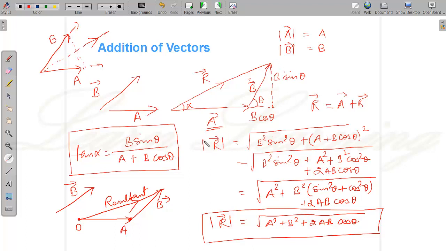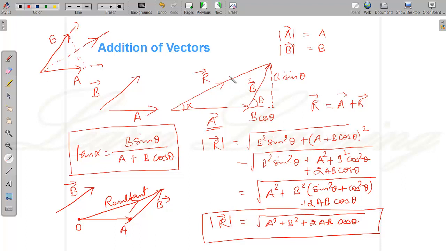So the resultant vector, we denote the magnitude of a vector with this symbol. The magnitude of the resultant vector will be equal to the square root of (b sin theta) whole square plus (a plus b cos theta) whole square. We assume here that the magnitude of vector A is a. All right. So if you solve this, you will get this. The magnitude of the resultant vector is the square root of a square plus b square plus 2ab cos theta.